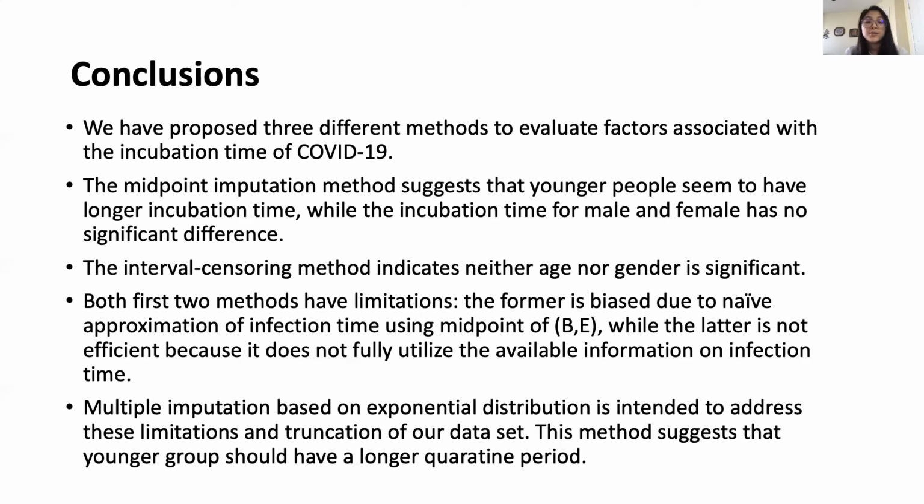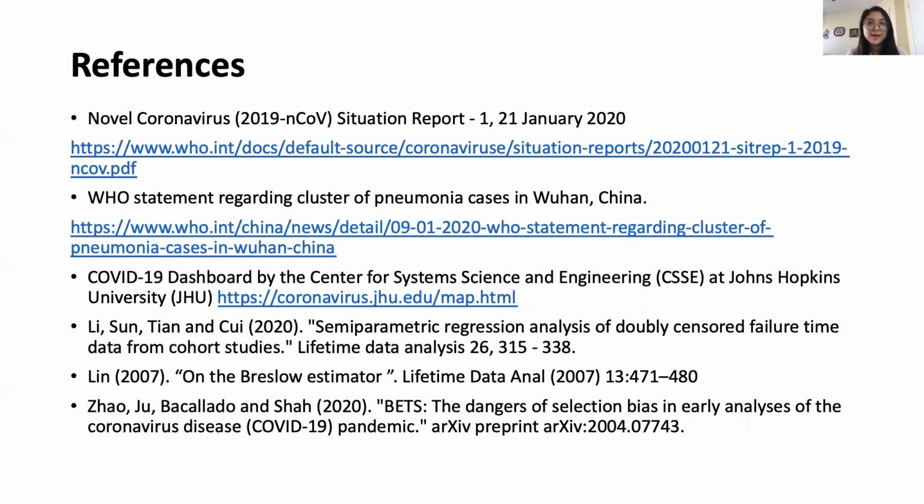The multiple imputation based on exponential distribution is intended to address this limitation and truncation of our dataset. This method suggests that younger groups should have a longer quarantine period. So that's it. Thank you for listening.